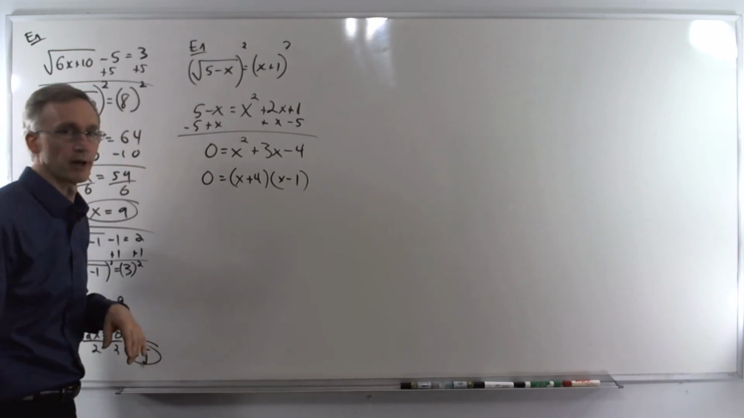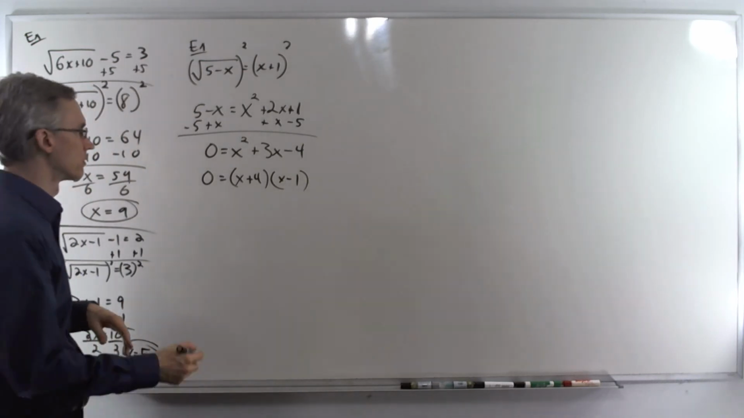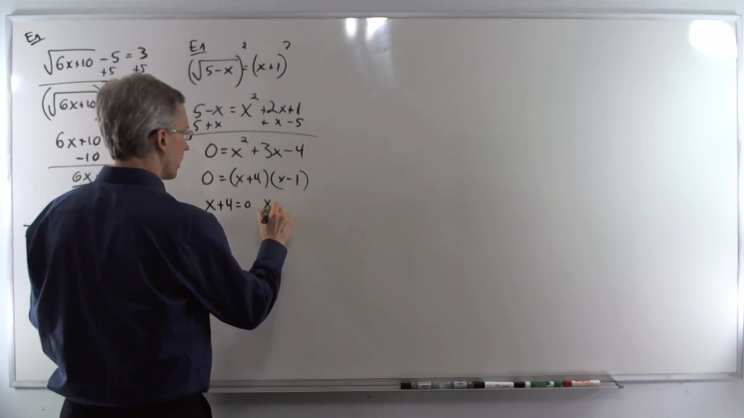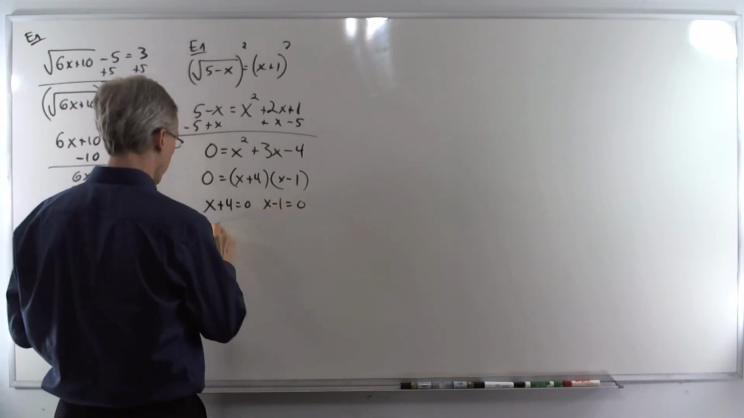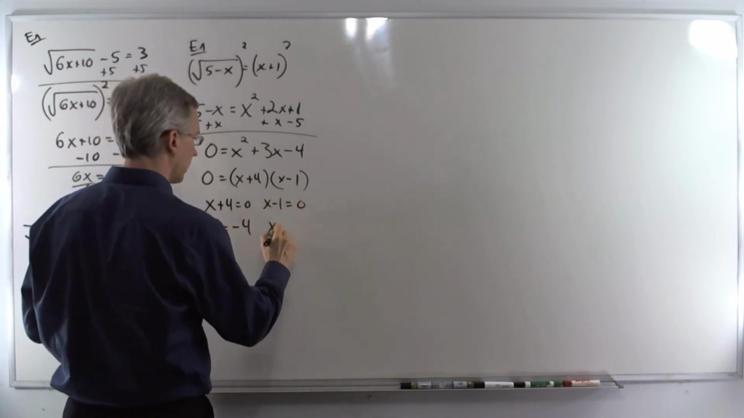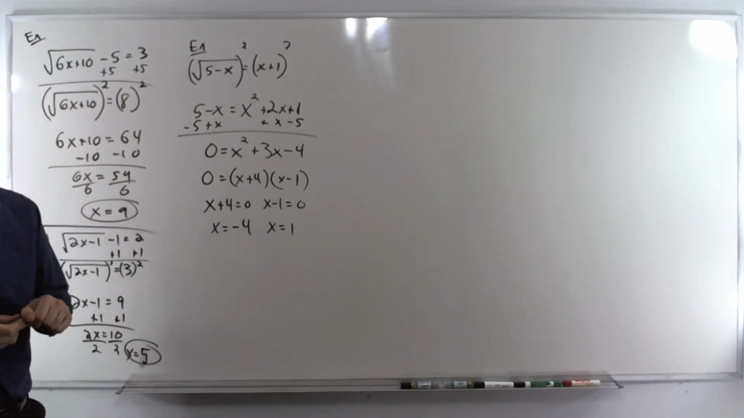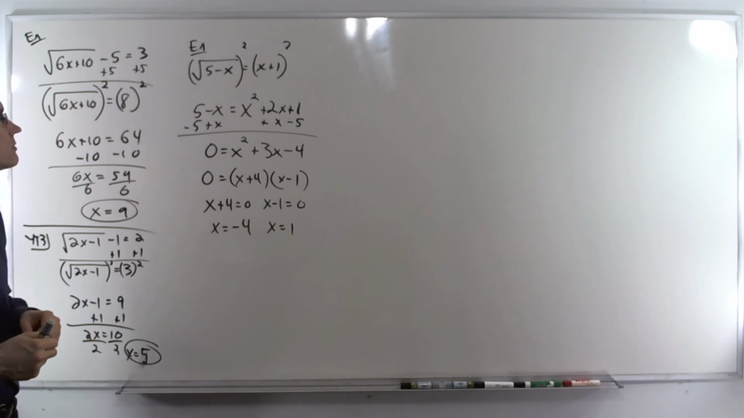And that factors into x plus 4, x minus 1. Now we've got two equations to solve here. X plus 4 equals 0, and x minus 1 equals 0. So x equals negative 4, and x equals 1. All right, now we have two solutions, and one of these is definitely going to be extraneous.